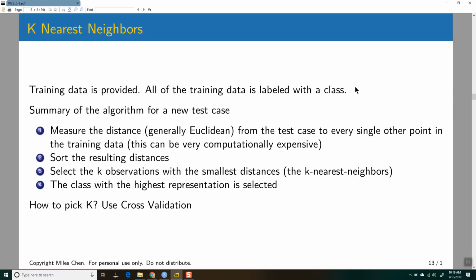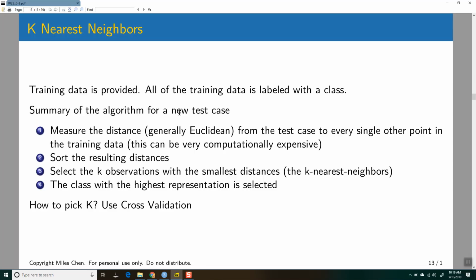Every image is labeled with a class, and then however many pixels your image is the dimensionality of your data. So if your image is 50 by 50 pixels, then your data is dimension of 2500, okay?